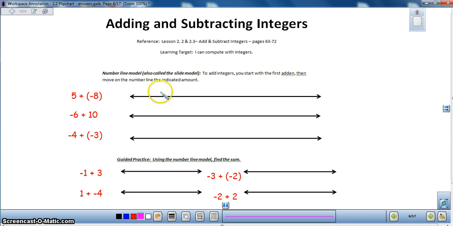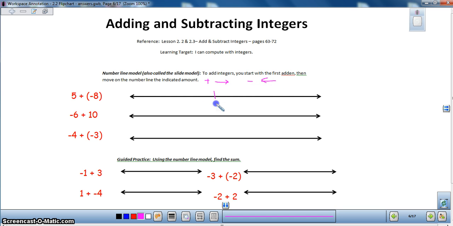We are going to be looking at using what's called the number line model. It says to add integers, you start at the first addend, which in this case would be 5, negative 6, and negative 4. Then you move on the number line in the indicated direction. If the second number is positive, we're going to move to the right. If the second number is negative, we're going to move to the left. So a positive tells us to move to the right, a negative tells us to move to the left.